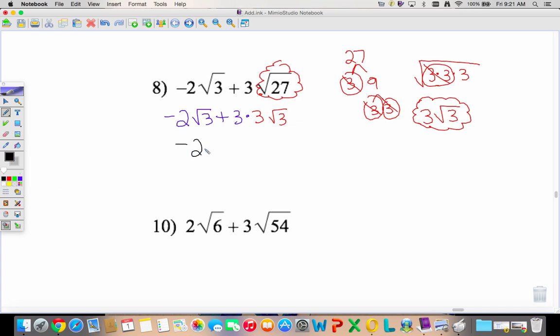So you have negative 2 square roots of 3. 3 times 3 will give us 9. So 9 square root of 3. And now you have your like terms. You have a square root of 3 and a square root of 3. Since this number is the same under the square root, we can go ahead and add. So negative 2 plus 9 will give you 7. And then that's 7 square roots of 3.